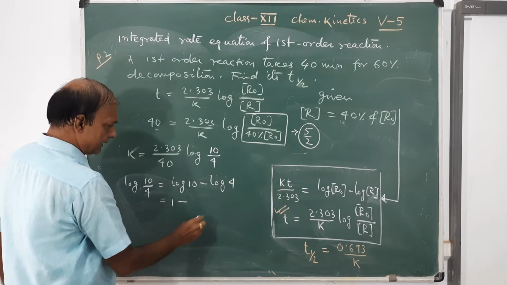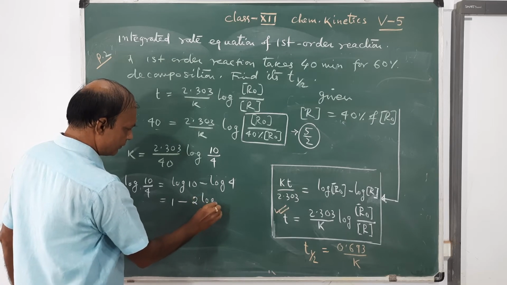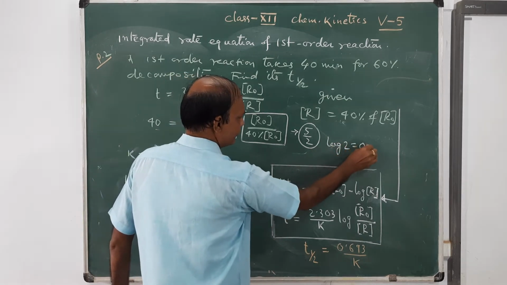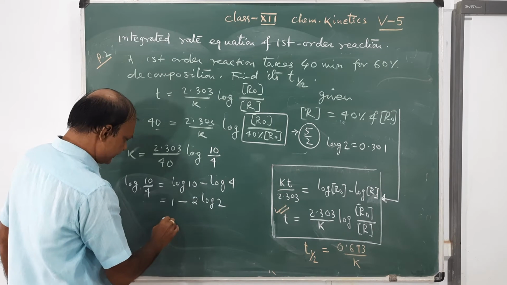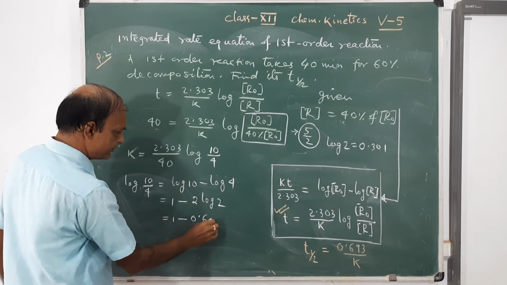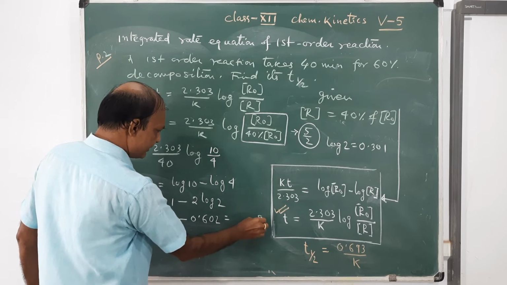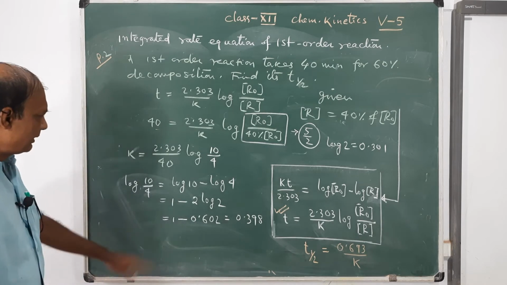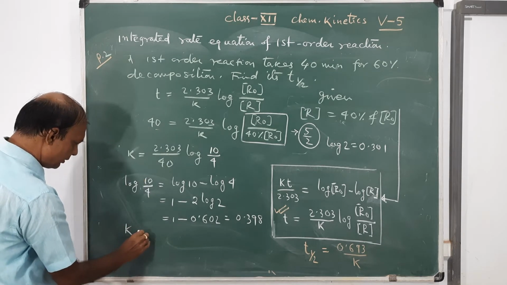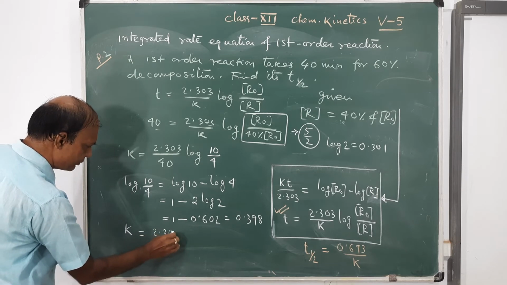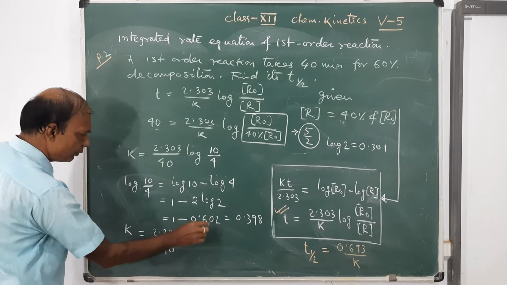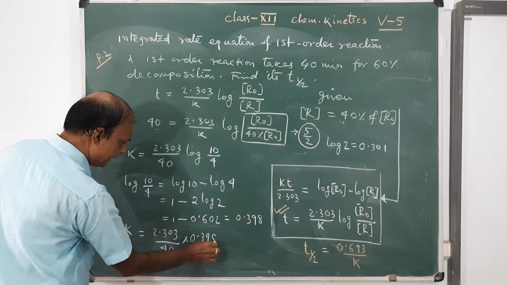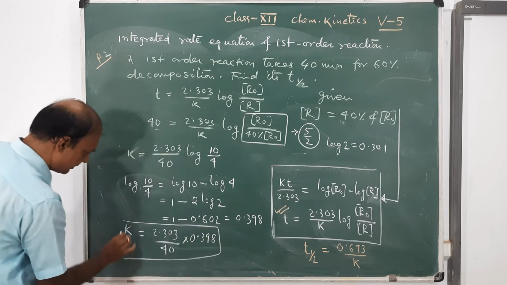This is equal to 1 minus log 4, which equals 2 log 2. The value of log 2 is given in the question: log 2 equals 0.301. So this is equal to 1 minus 0.602, which is 0.398. Now you got K. K equals 2.303 by 40 into the value of log 10 by 4, which is 0.398. Don't calculate it. Now this is K.